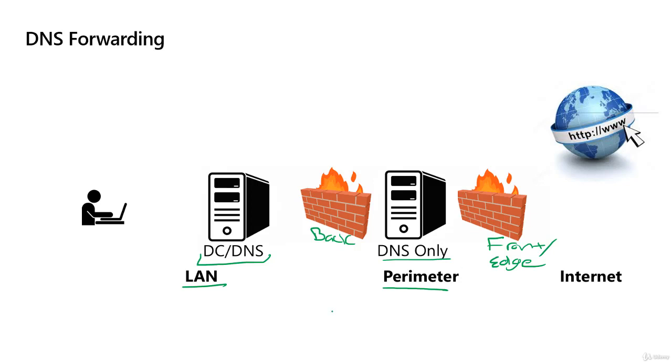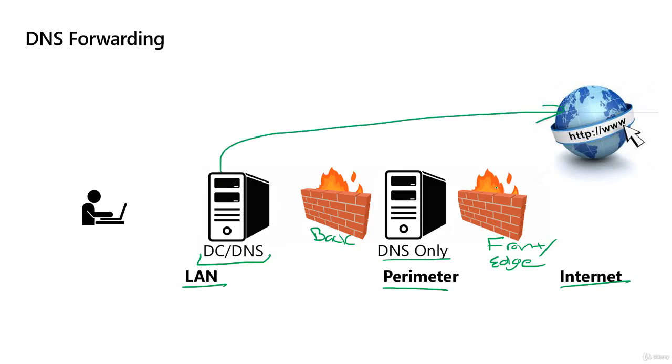So on the LAN, I'm basically doubly protected. You'd have to traverse 2 firewalls to connect to the LAN. Then we just have the internet out here. What I don't want to have happen, if I need to resolve names out on the internet, I don't want my domain controller, that's also a DNS server, communicating directly with the internet. We don't want that to happen.